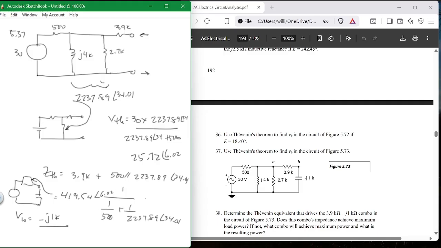Yes, then it's plus, yes. This here is just this. Then you add the 3.9K to it. And that gets you the 419, yes, yep. Any questions? Any comments?